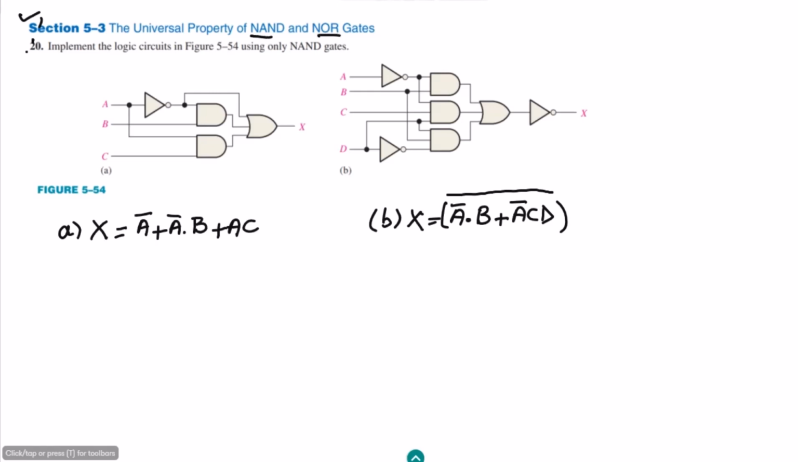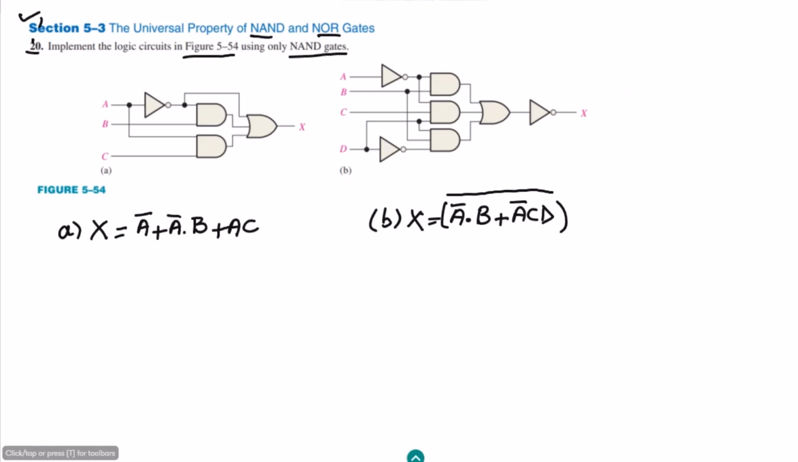Okay, so this is question 20 which we are going to solve in this video, and the statement of this question is to implement the logic circuit in figure 5.54 using only the NAND gates. This is the same figure which we have solved in our previous videos in question number 2. I will put the link of it over here so that you can find it for your own understanding.